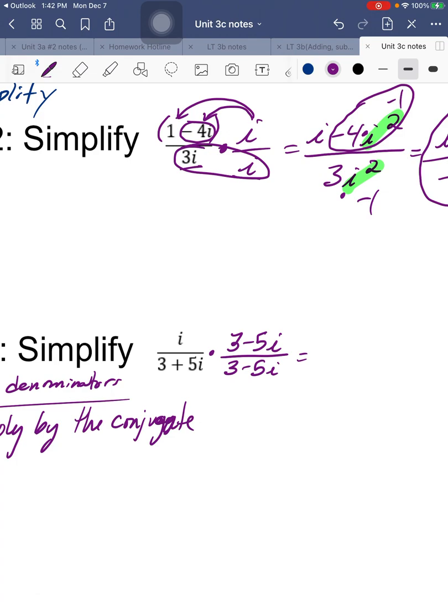So now we need to look at our numerators. We have a monomial 1 times a binomial. So let's multiply that in. 3 times i, 3i.